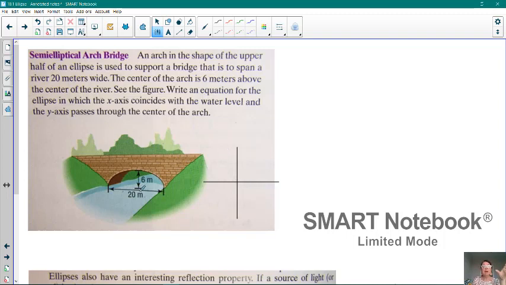Now we're going to try to put this information on an axis, and if possible you want to let your center be at 0, 0 because that just makes things so much easier to work with. So let's map off what we've got. The center of the arch is 6 meters above the river, so I'm going to let this be the top of the arch, and I know this is at 6. It's 20 meters wide. If I've put the center here in the middle, then this is at 10 and this at -10. So what are we trying to figure out? First of all, we're trying to figure out an equation for the ellipse, so we will do that.